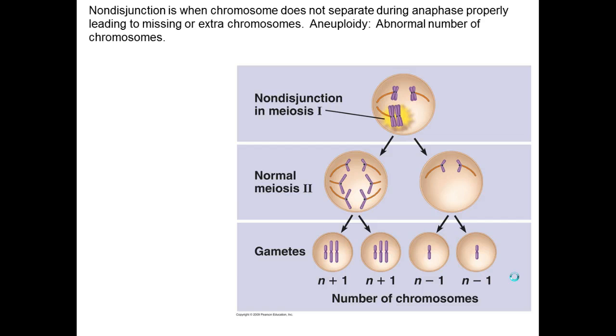Now sometimes there can be a mistake during meiosis, usually during anaphase, where the chromosomes do not separate properly, and that causes an abnormal number of chromosomes, called aneuploidy. In aneuploidy, you can be missing a chromosome, where here you see n-1, and usually a syndrome like monosomy results, or you can have an extra chromosome called trisomy. In animals, this can be lethal or cause a syndrome.